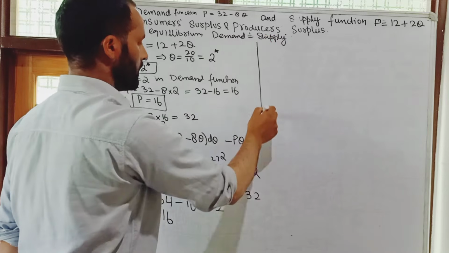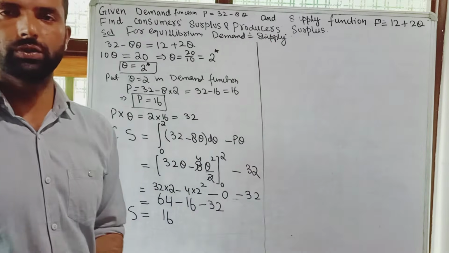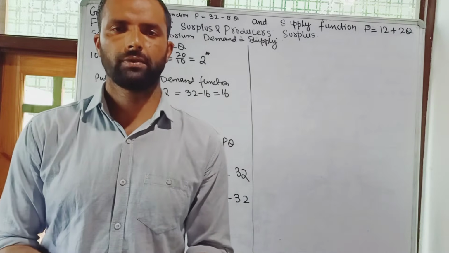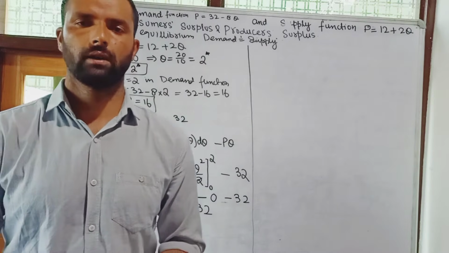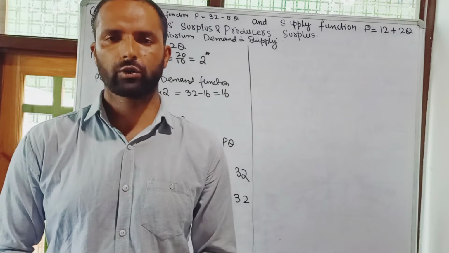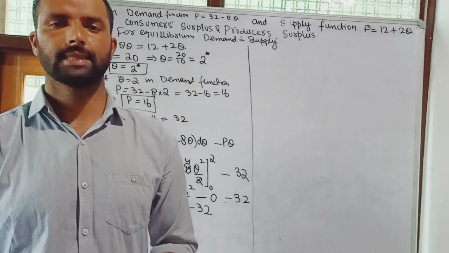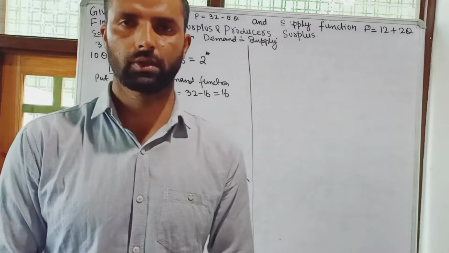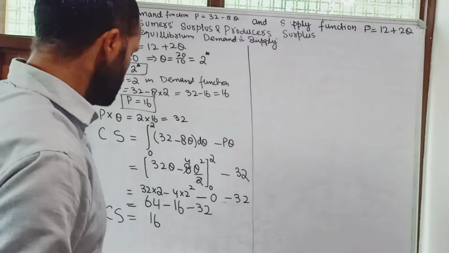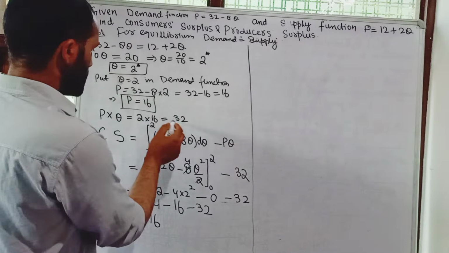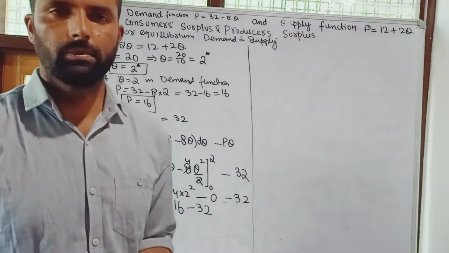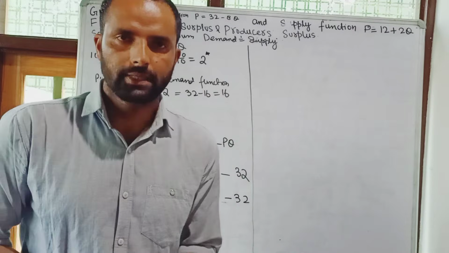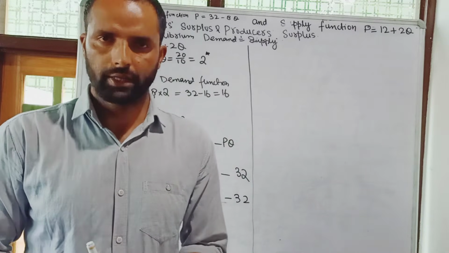Similarly, we will find the producer's surplus. Producer surplus is the difference between the price producers are willing and able to supply a good for and the price they actually receive. The difference between these two gives us the producer's surplus. Now here P into Q, that is 32, will be the total revenue here. This is the price that they actually receive.